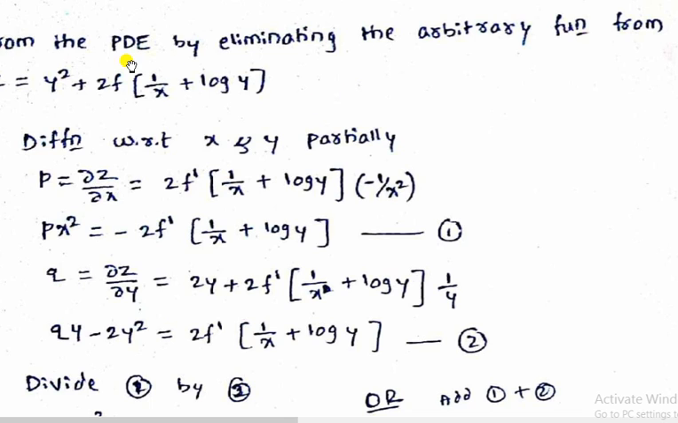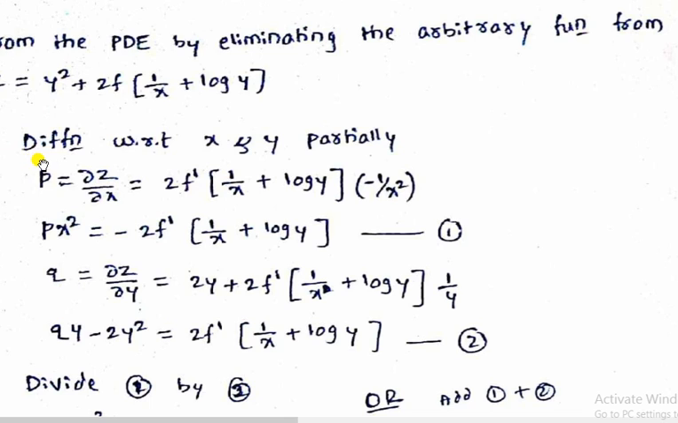First example: form the PDE by eliminating the arbitrary function from z equal to y square plus 2f of bracket 1 by x plus log y. Here the arbitrary function is f. By differentiating with respect to x and y, we eliminate this function f. So let us start the problem.